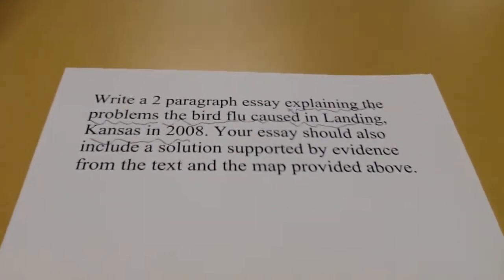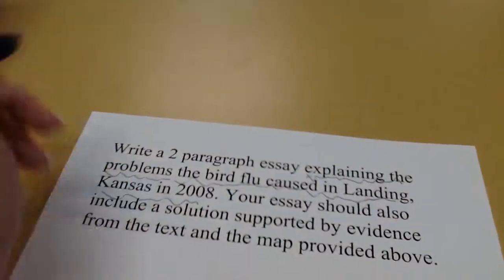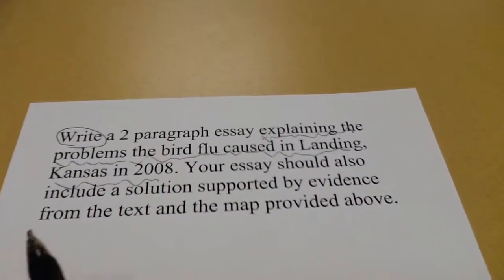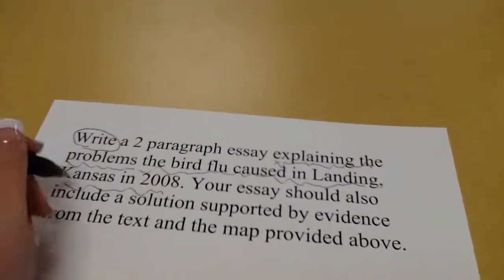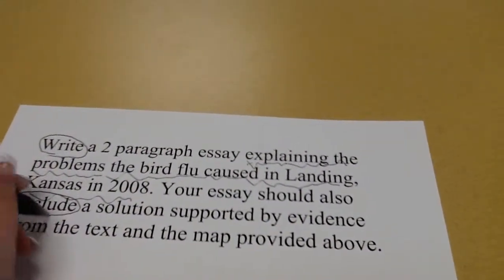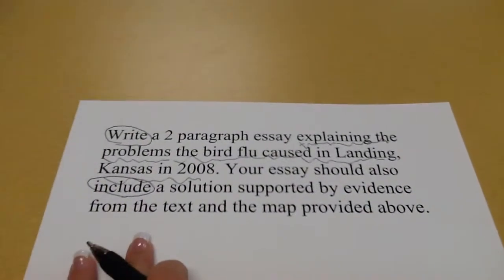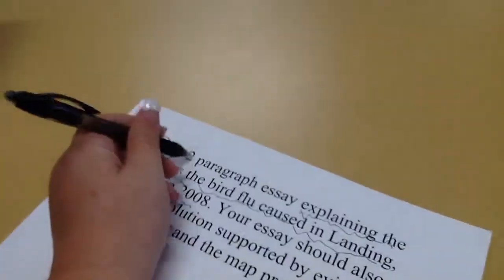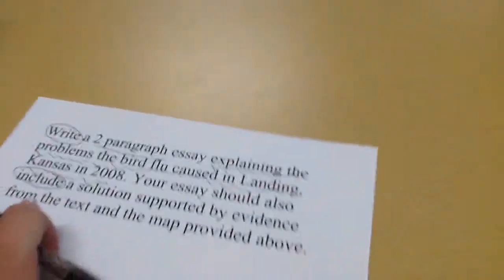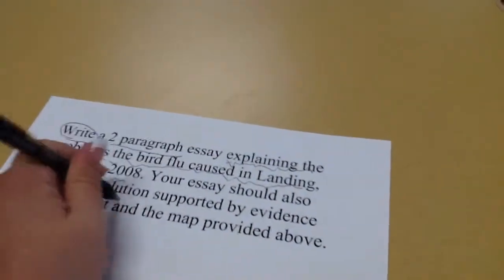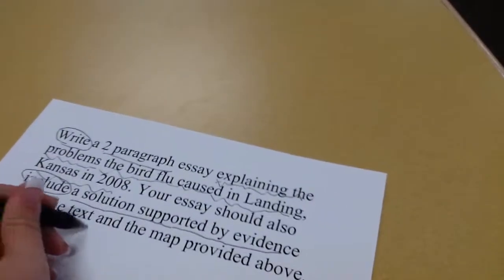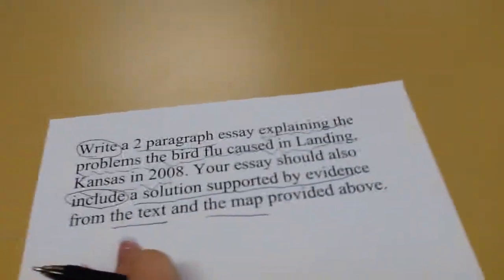So now I'm going to annotate my instructions. I have to write a 2-paragraph essay. Your essay should also include a solution supported by evidence from the text and map provided above. So I'm going to underline my guidelines. It has to be 2 paragraphs. Okay? It must have a solution supported by evidence from the text and the map.